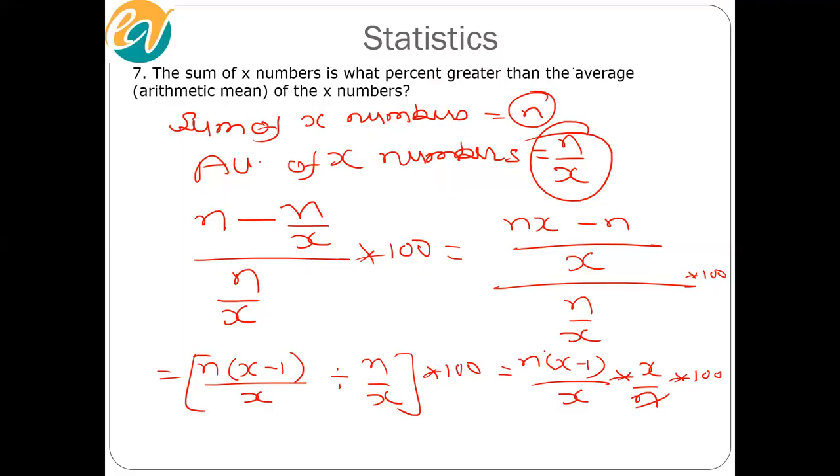So as we discussed, N gets cancelled. In fact, x also gets cancelled. So what are we left with? That's the answer. (X minus 1) into 100. Okay, tell me.